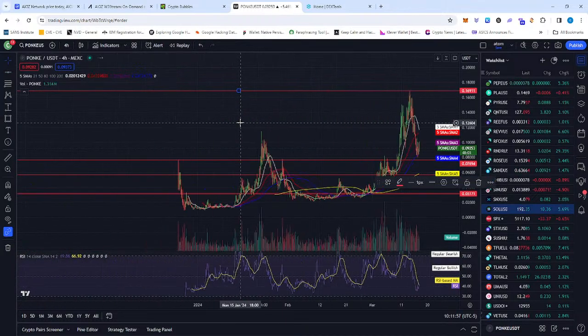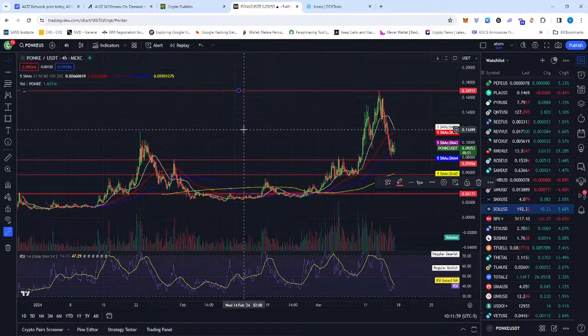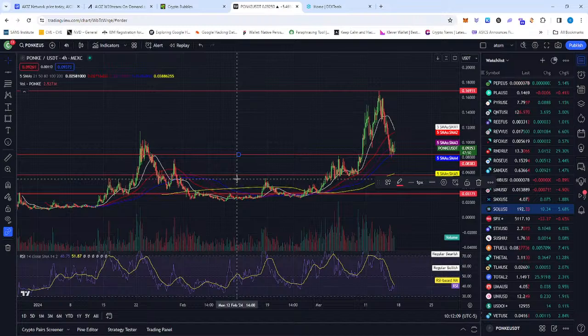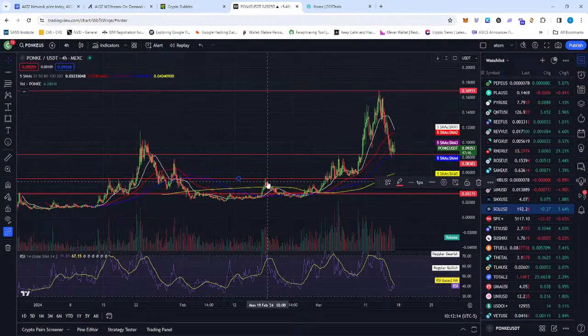So let's see here. So right here is a major resistance. You have major resistance right here. You got 1 touch, 2 touch, 3 touch, 4 touch resistance. 4 times it got rejected there.